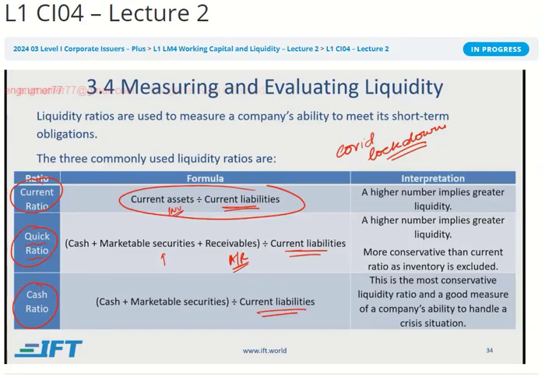So a safer ratio to calculate is something called the cash ratio, where we don't take inventory and we don't take accounts receivable. We only take whatever cash and marketable securities that we have. And if that is more than the current liabilities, then that means we are in very, very good shape as a company, because we can pay our current liabilities using just the cash and marketable securities that we have.